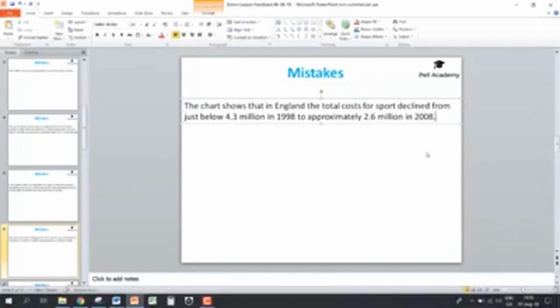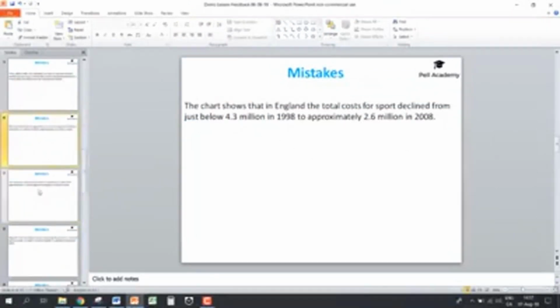Because when you put the years at the end, we have to jump back to the figures again. Whereas this way, it's very logical that the reader can follow exactly the information relating to the year as it's read. So that's just the easiest way to lay that one out. Okay, the next one here. The amount of money spent on sport in England went down from approximately £4.3 million to roughly £2.5 million.